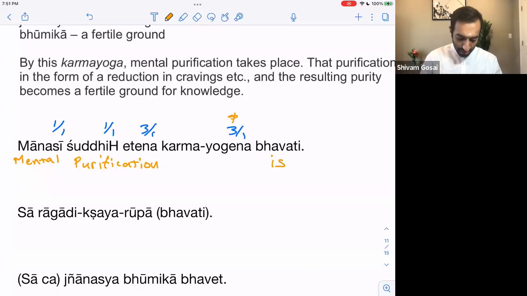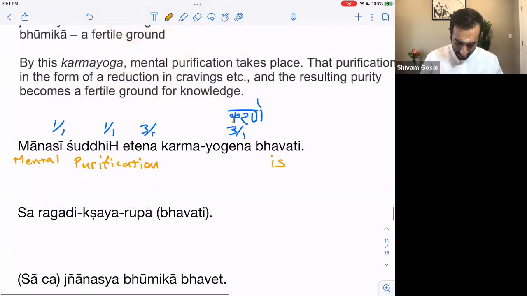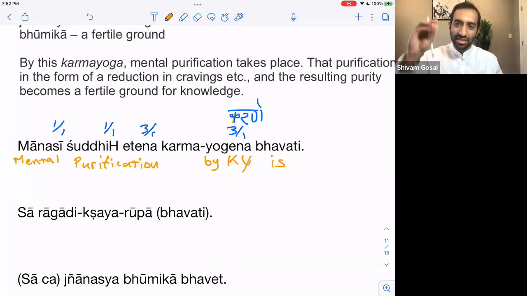So let's say karane. Okay, so this is by, I'm just going to put KY, by Karma Yoga. Now it says etena karma yogena. Okay, the pratipadika of etena is not etad. Right? Like tena, the pratipadika is tad. Etena, the pratipadika is etad.